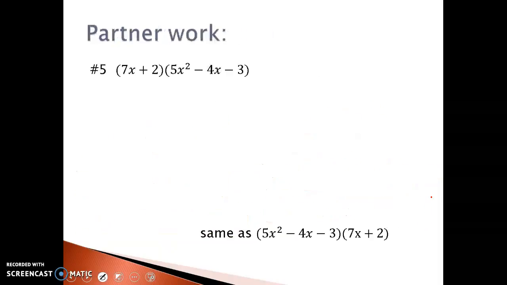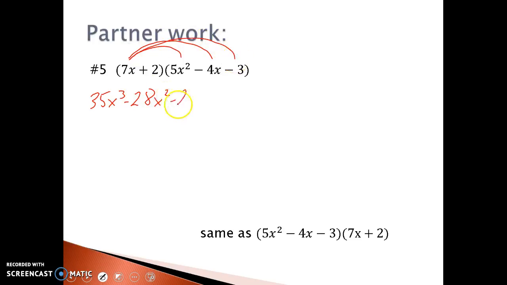Let's see how this applies to something like this. I want you to pause the video and try this on your own, and then you can restart it. When I multiply these together, I'm going to start with 7x times 5x squared. That's 35x to the third. Then I could take 7x times negative 4x, which is negative 28x squared. And then 7x times negative 3 is negative 21x.